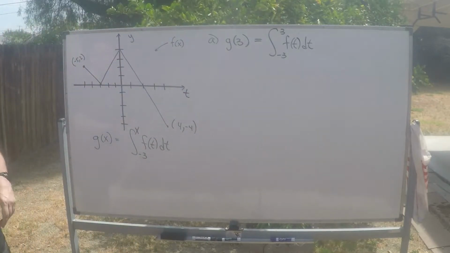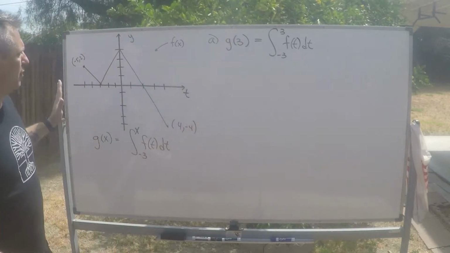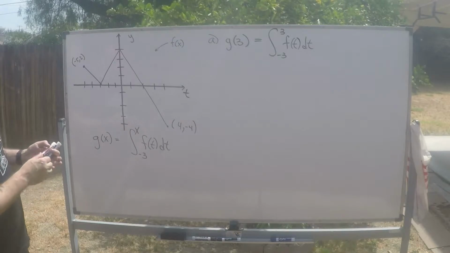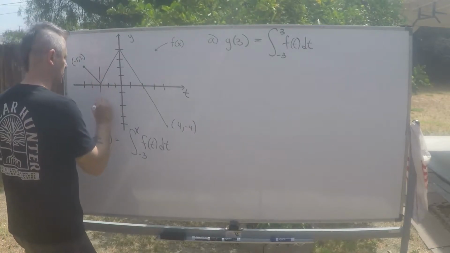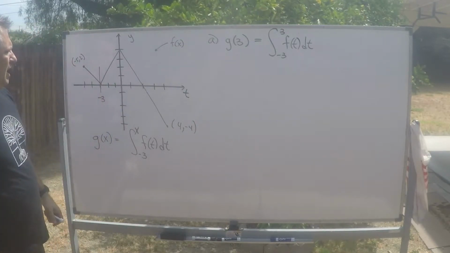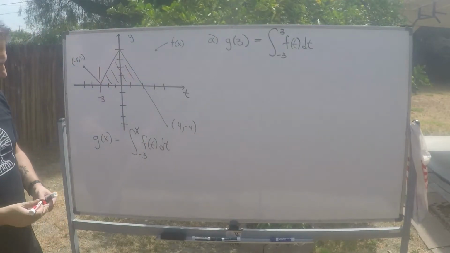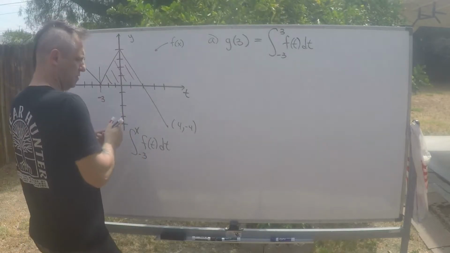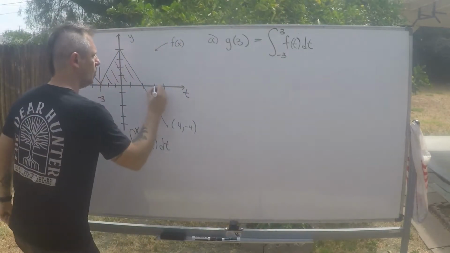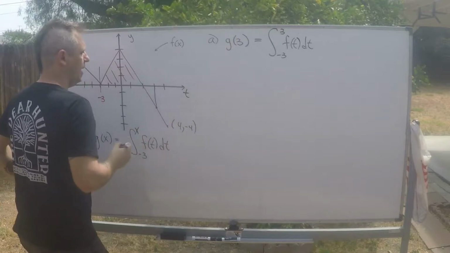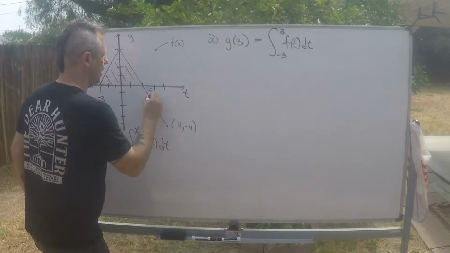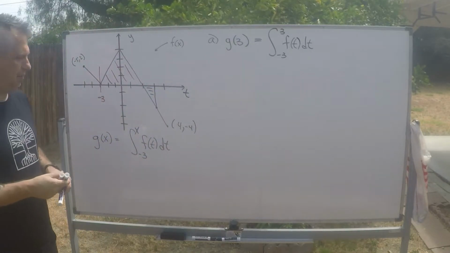Okay, so we're being asked to find the area under f from -3 all the way up to 3. Okay, so -3 starts right here. And so we've got this area. That seems pretty easy. That's just a triangle. All the way up to 3, which is right here, and that area. So we're going to have one positive area, one negative area.